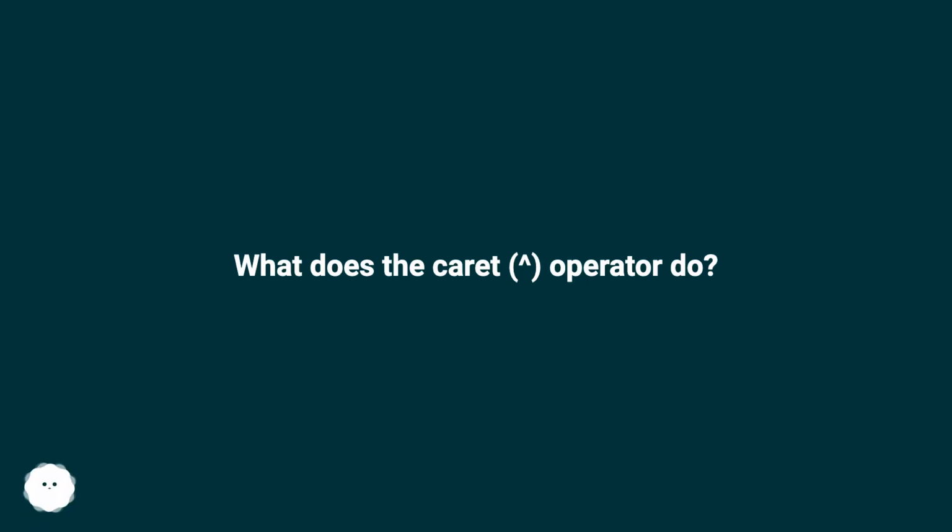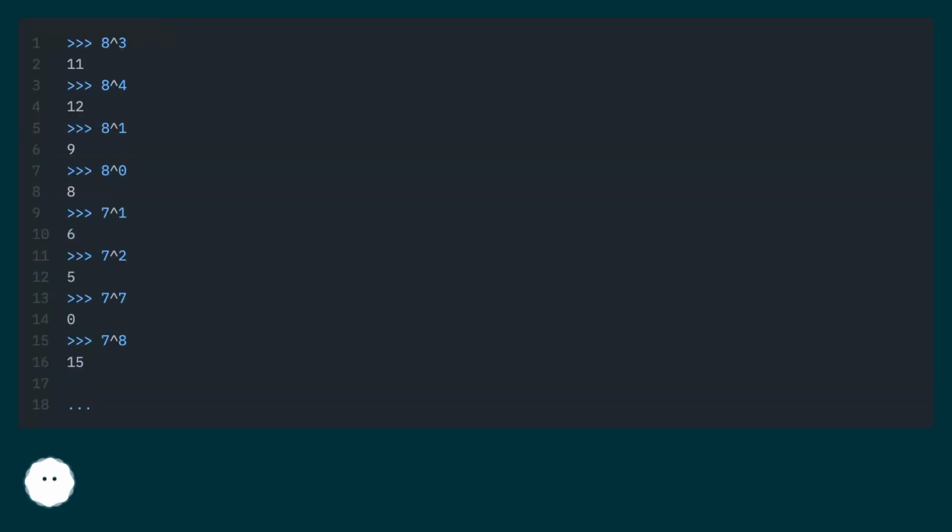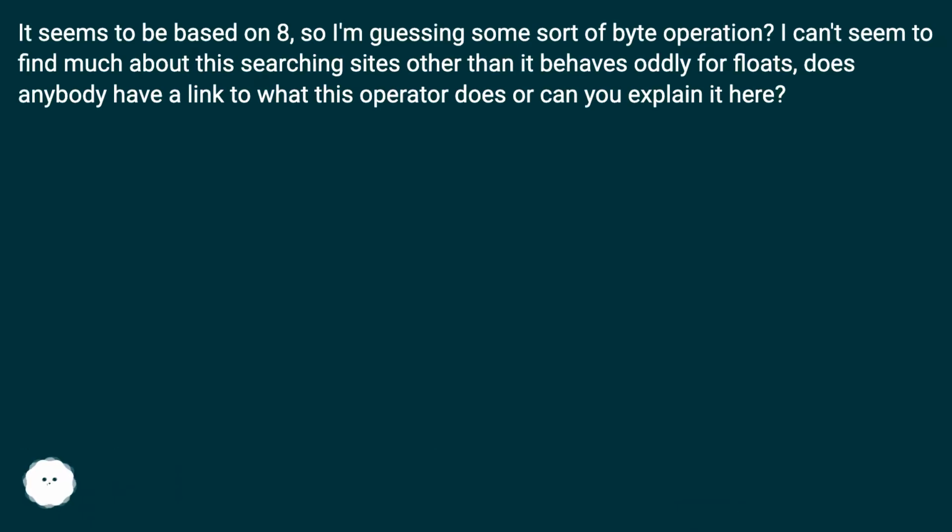What does the caret symbol operator do? I ran across the caret operator in Python today and trying it out, I got the following output. It seems to be based on 8, so I'm guessing some sort of byte operation. I can't seem to find much about this searching sites other than it behaves oddly for floats. Does anybody have a link to what this operator does, or can you explain it here?